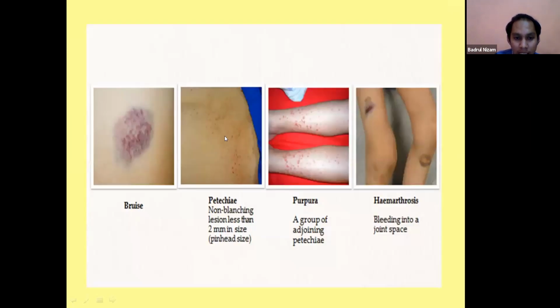Okay, so basically, this is just a picture. What is petechiae? Petechiae is a non-blanching rash which is pinhead size, usually less than 2 mm in size, while purpura is a larger rash which consists of adjoining petechiae, and hemarthrosis, which we can see there is a swelling in the joint, bleeding into the joint space that causes swelling.